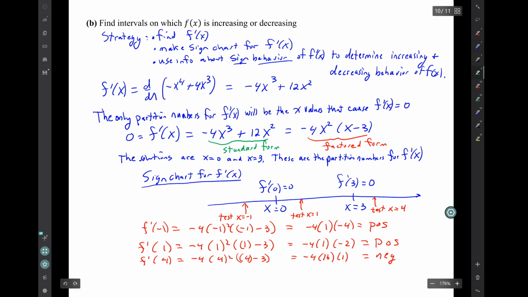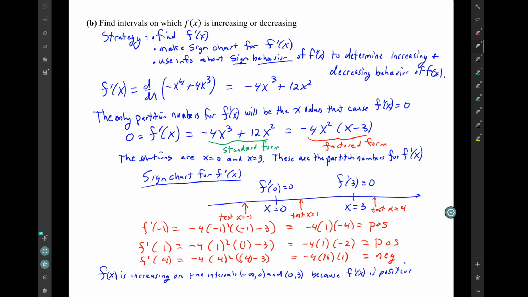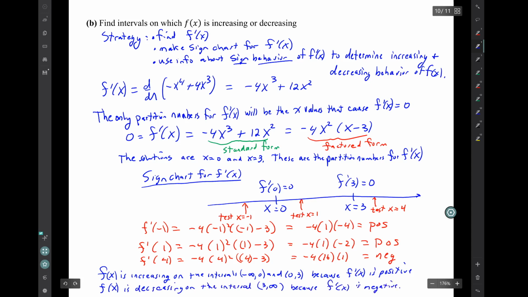Now let's make our conclusions. Remember, the questions were, where are the intervals where f is increasing or decreasing? So we use the sign chart for f prime to answer those questions. So you see that f of x is increasing on the intervals -∞ to 0 and 0, 3 because f prime is positive. And we see that f of x is decreasing on the interval 3 to infinity because f prime is negative.